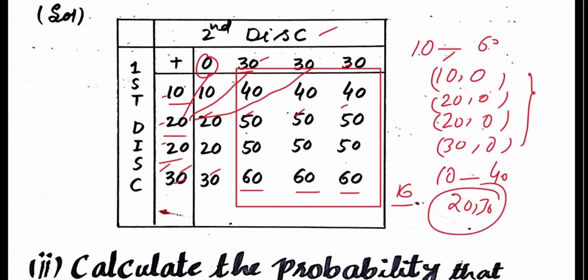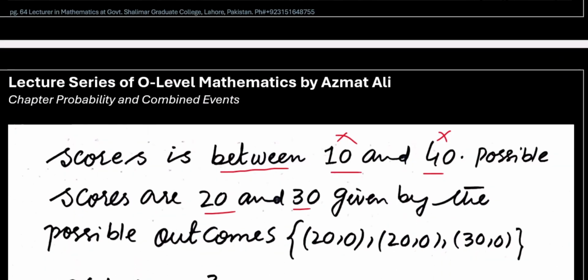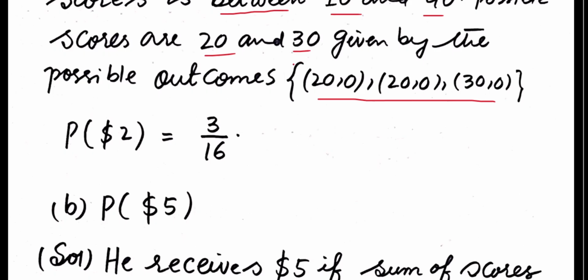Now you have to count how many outcomes have a sum of 20 and 30. These are the three outcomes from the table. You can notice that in these the score is 20 and 30. So this is 3 out of 16. Probability of $2 is 3 over 16.